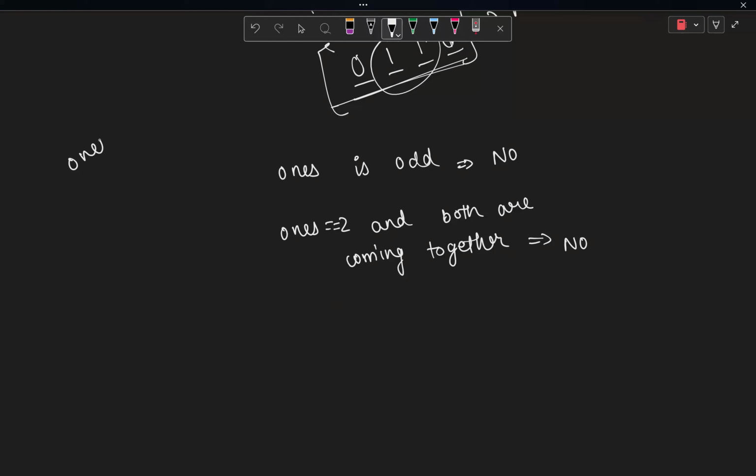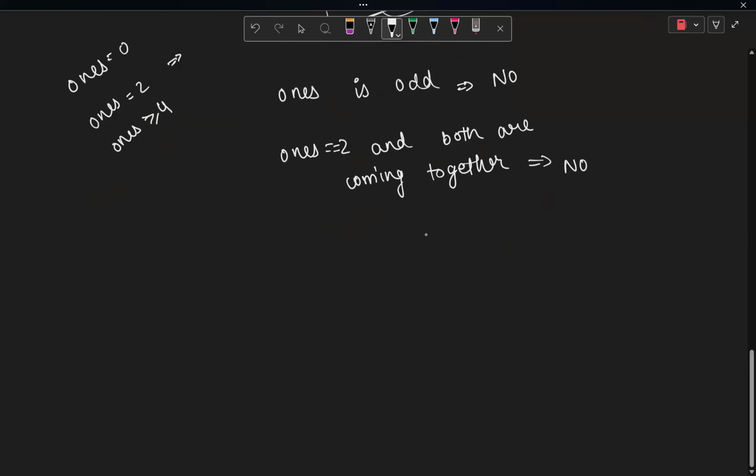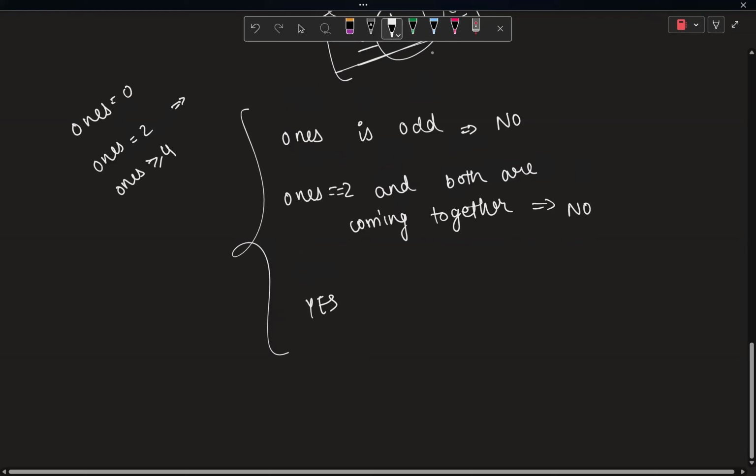If ones is zero, you don't really have to do anything. In case if ones is two, but they are not coming up together, in that case as well, you can just do it in one operation. And if ones is greater than or equal to 4, then you would always be able to just combine those ones in one way or the other. So you will get the answer as yes. So these are the only three things you would have to do.